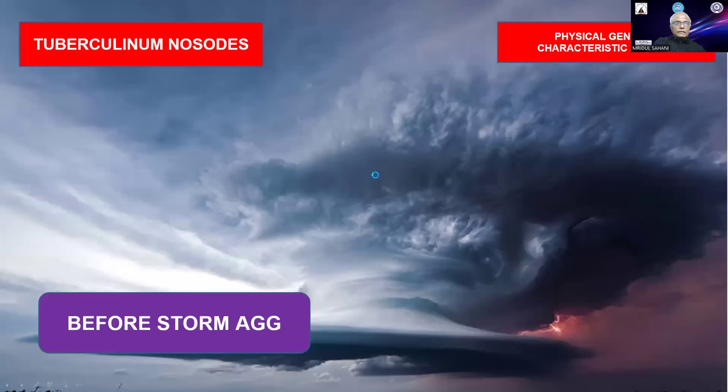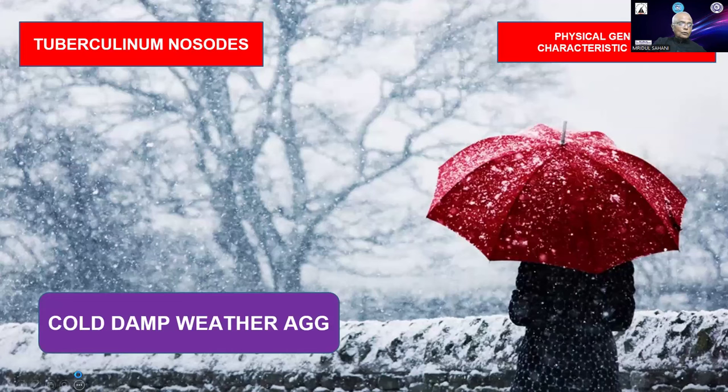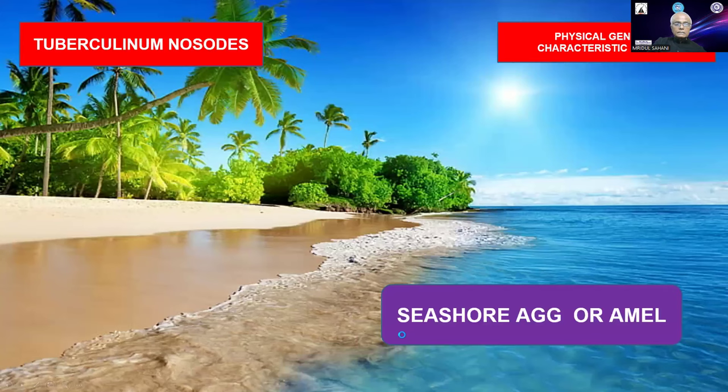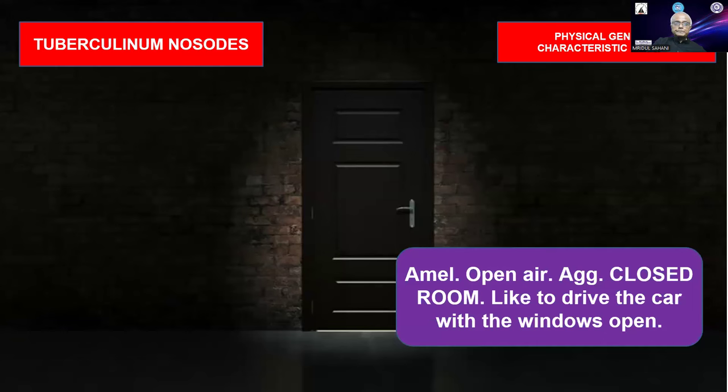Then there are some physical generals, before the storms and aggravation. They can forecast that now the storm is coming, now the thunderstorm is coming. They can be people like that. Then cold, damp weather aggravates. They cannot tolerate the cold, damp weather.